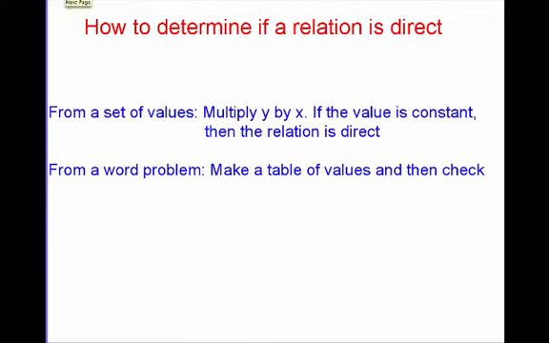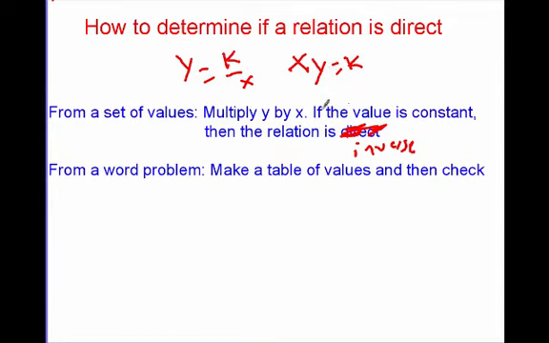So now, how can we tell if a relation is inverse? We're not going to worry about a graph. They should look like this weird, crazy thing, but I'm not going to worry too much about it. From a set of values, I want to multiply y by x, and if the value is constant, then the relation is inverse. Because we know y equals k divided by x, so x times y equals k. Similar to when we were doing direct variations, we did y divided by x and saw if that was constant. Now we're going to do x times y. And if we've got a word problem, we're just going to make a table of values and then check.